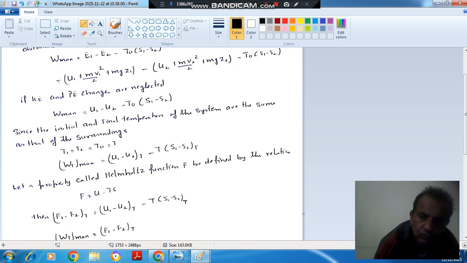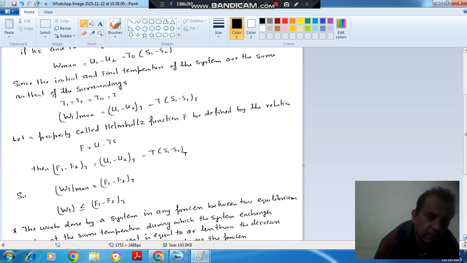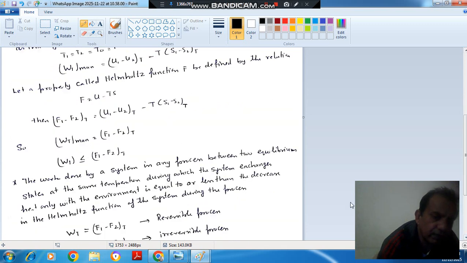Okay, so we can say the maximum work obtainable when the system is in thermal equilibrium, temperature equilibrium with surrounding, is your difference of Helmholtz function, or we can say the actual work obtainable is equal to or less than the difference of Helmholtz function. For reversible process it will be equal to this difference of Helmholtz function, and for irreversible process it will be less than the difference of Helmholtz function.